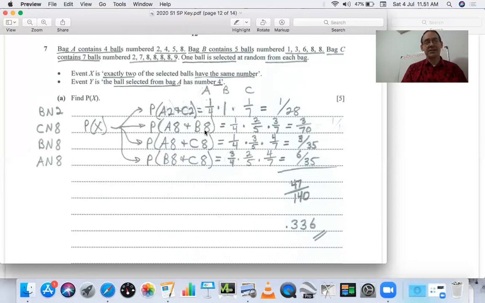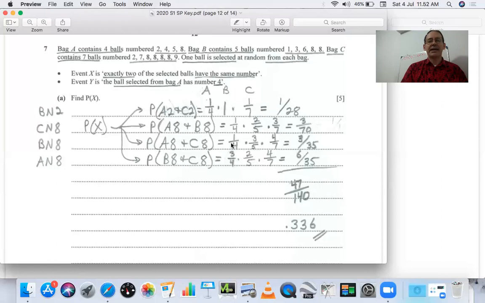So for the A8 and B8, A has 1 8 out of 4. The B has 2 8s out of 5. And then for the C, we do not want the 8. So there are 3 numbers left out of these 7 balls. So there's only 3 out of those 7 that will work. Number of desired over total possible. So 3 numbers that do not have an 8. Multiply this up, you get 3/70.